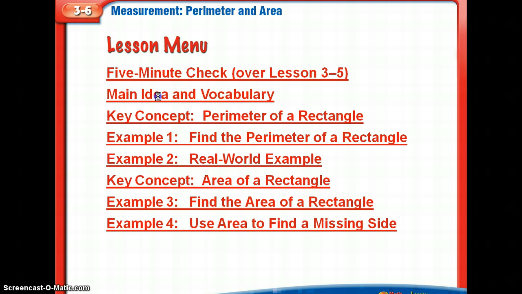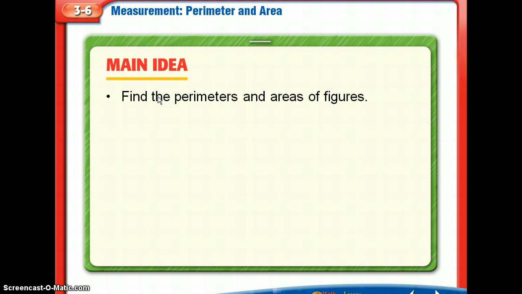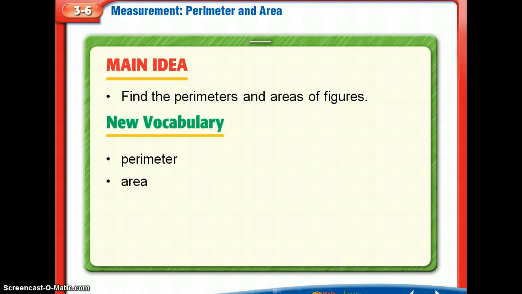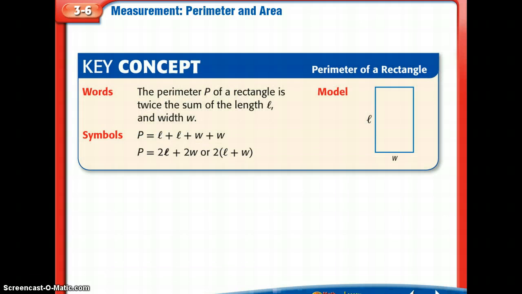Alright, let's go into our main idea of vocabulary. We're going to find the perimeter and area of figures. So obviously our first vocabulary is perimeter. Perimeter is equal to 2 times the length plus 2 times the width. Area is equal to length times width. It's going to be really important that you memorize this vocabulary.